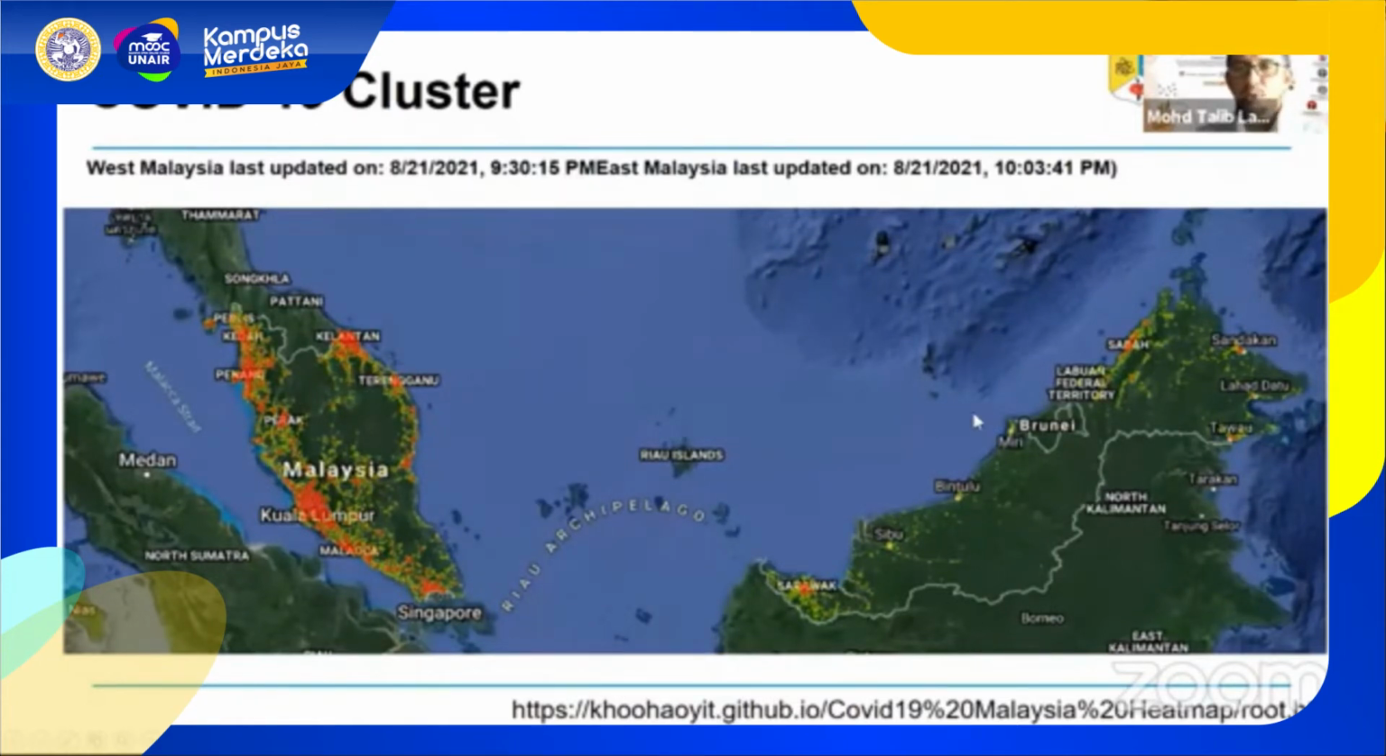Here is Borneo, because of the large area of Borneo, many urban areas are located in places such as Kuching, Sibu, Bintulu, and this one is Kota Kinabalu, the state capital of Sabah, which recorded the highest number of COVID-19 cases.